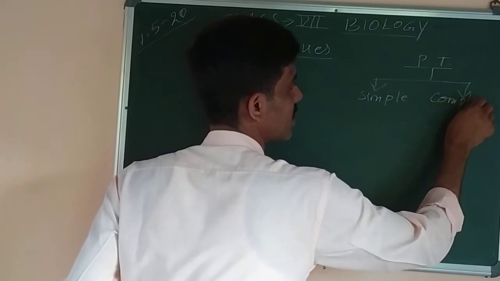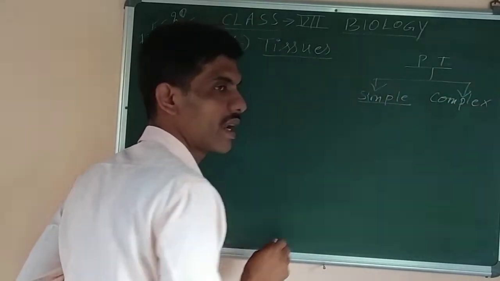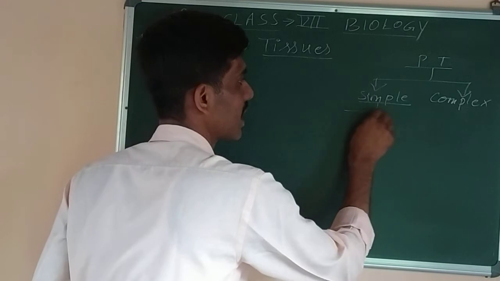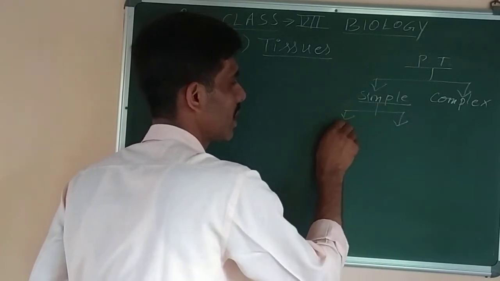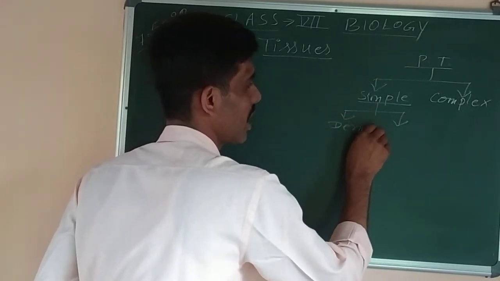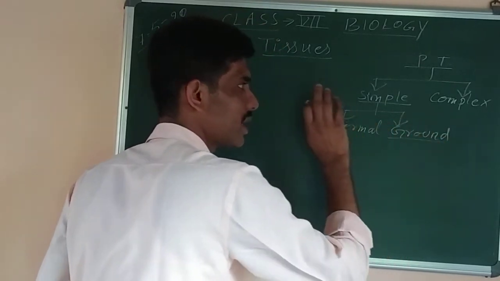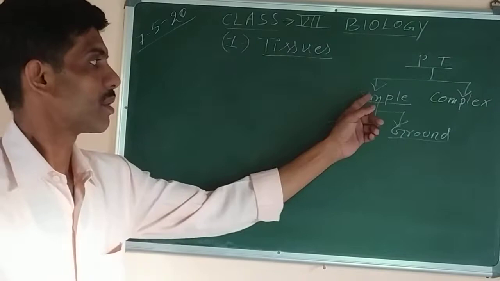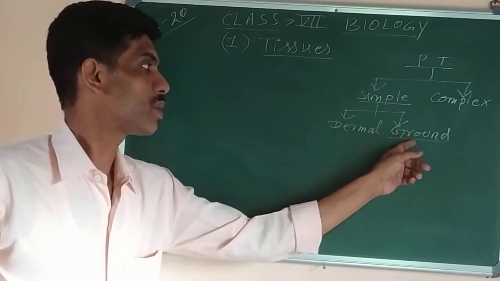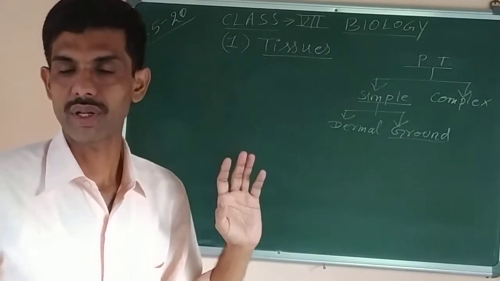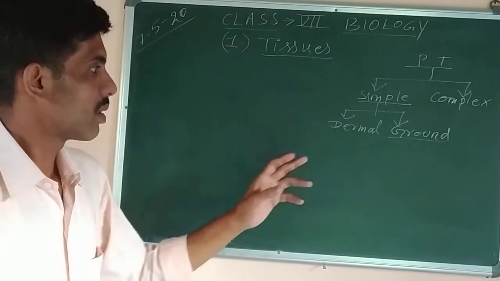Simple tissues are made up of only one type of cell, and they were further classified into two types. What are they? Dermal tissue and ground tissue. Up to this much we had studied in the previous class. Simple tissue is divided into two types, dermal tissue and ground tissue. Ground tissue, we have to continue.